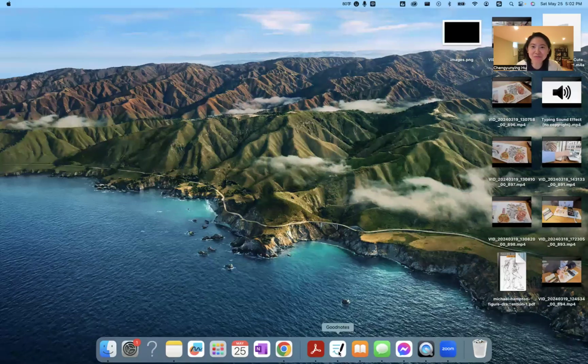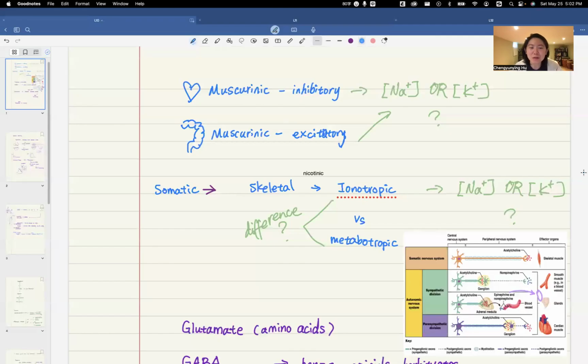Anyway, it's hard work. Okay, so let's start with the muscarinic receptor. Let's say it's on the heart and it has an inhibitory effect. Which channel do you think this muscarinic receptor is on? If it's inhibitory, it's always potassium. And if it's excitatory, it's sodium. I'll start with this table later, but just to give you an example.